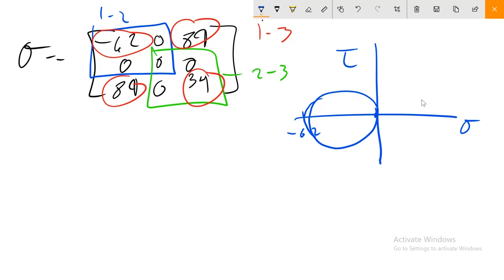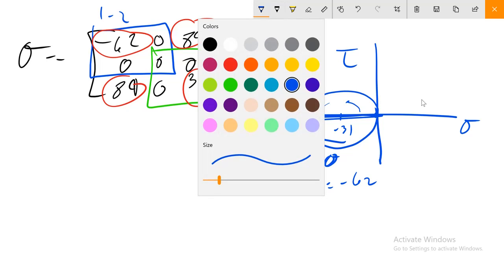Again, it should hit here. My center is going to be at minus 31. So my sigma 1 is not minus 62 because 0 is greater than that. So sigma 1 is 0, my sigma 2 is going to be minus 62, and I'm already in my principal stress state. If I want to find my maximum shear, I'm going to rotate either here or here. I probably want to rotate here because it's positive, 45 degrees, and I'll get that value right there. So that's my sigma 1, sigma 2 for that plane.